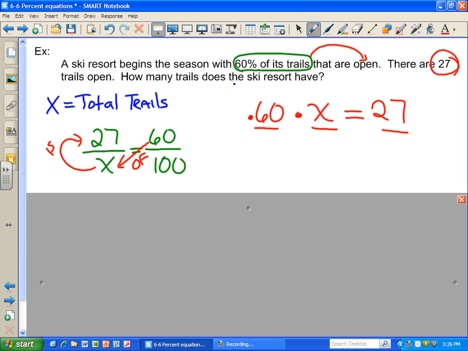So in order to solve this, you just divide both sides by 0.60, and we get X is 45 total trails.